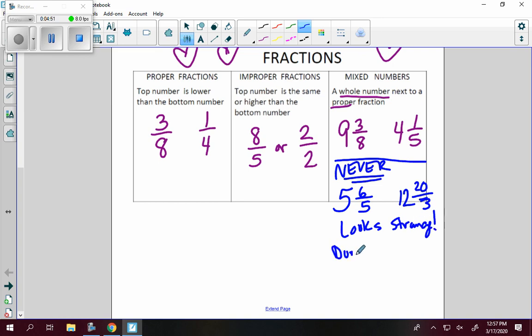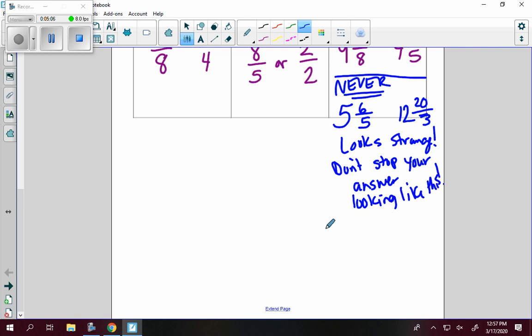Don't stop your answer looking like this. Change it. We'll show you how in just a minute.